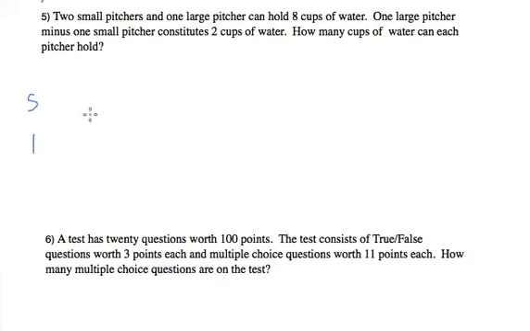So let's describe the number of cups in terms of S and L. We know that 2 small pitchers hold 2 times the number of cups in a small pitcher, and 1 large pitcher contains 1 times the number of cups in a large pitcher. And that gives us 8 cups. We also know that the number of cups in a large pitcher minus the number of cups in a small pitcher equals 2 cups. And now we just have to solve this system of equations.